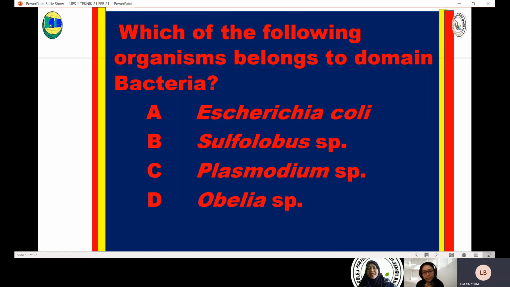Agree. So this is the tip we mentioned earlier, Madam Lim. The student must really understand what the question wants: the domain, or an example of the domain, or an example of bacteria. These two, domain archaea and domain bacteria, actually belong to prokaryotes. So which one do you think?